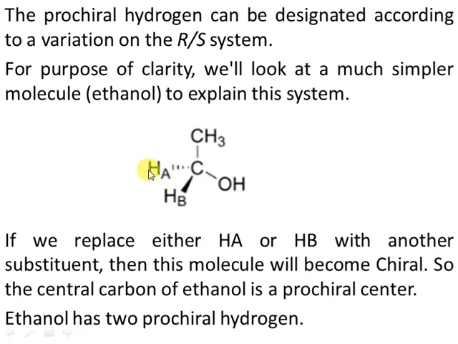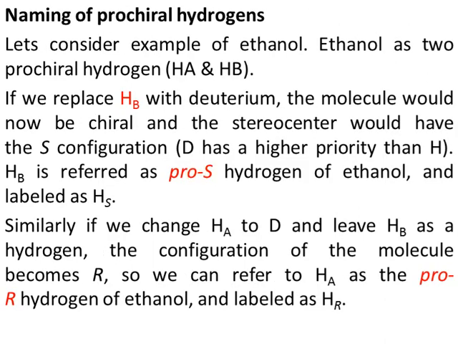So suppose that we either replace HA or HB with another substance. Suppose that we replace HA with deuterium, right? So if HA becomes deuterium, then this carbon will become chiral because the deuterium is a different atom than this HB, right? So since we are attaching 4 different groups to this carbon, this carbon will become a chiral center, right?